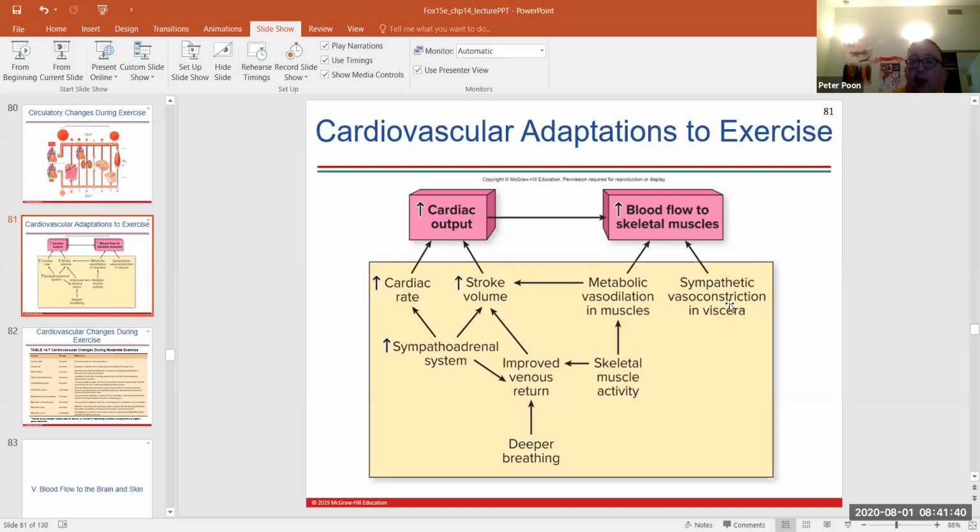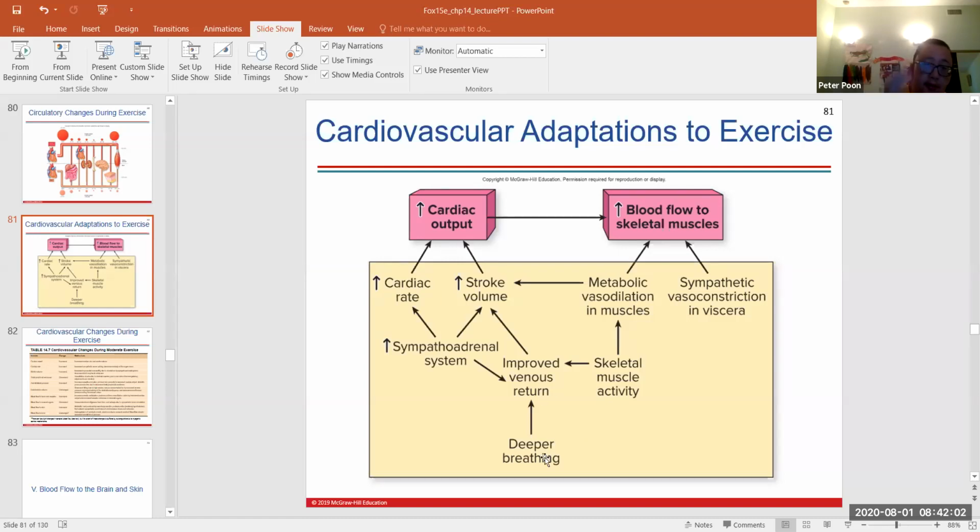Okay, the sympathetic vasoconstriction into the viscera decreases blood flow to everywhere else, therefore increases blood flow to the muscles. Metabolic vasodilation in the muscles causes more blood to go to the muscles as well.